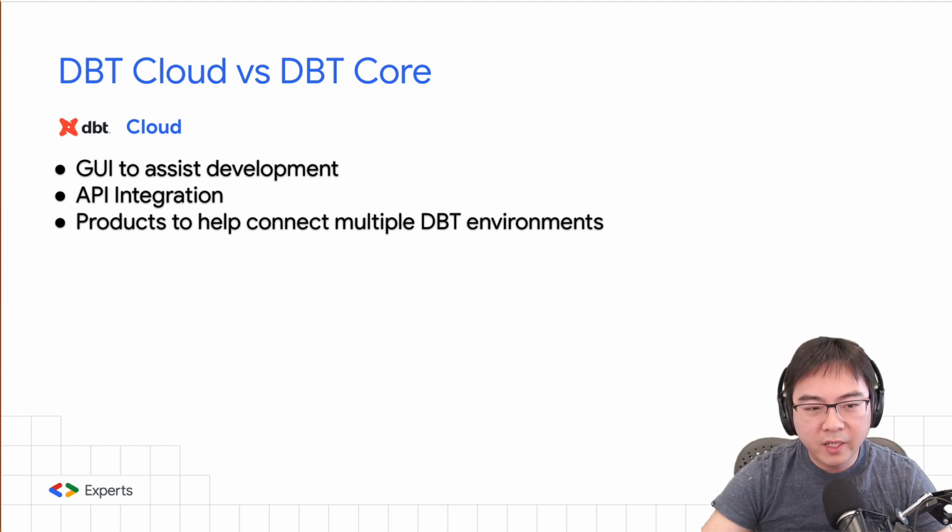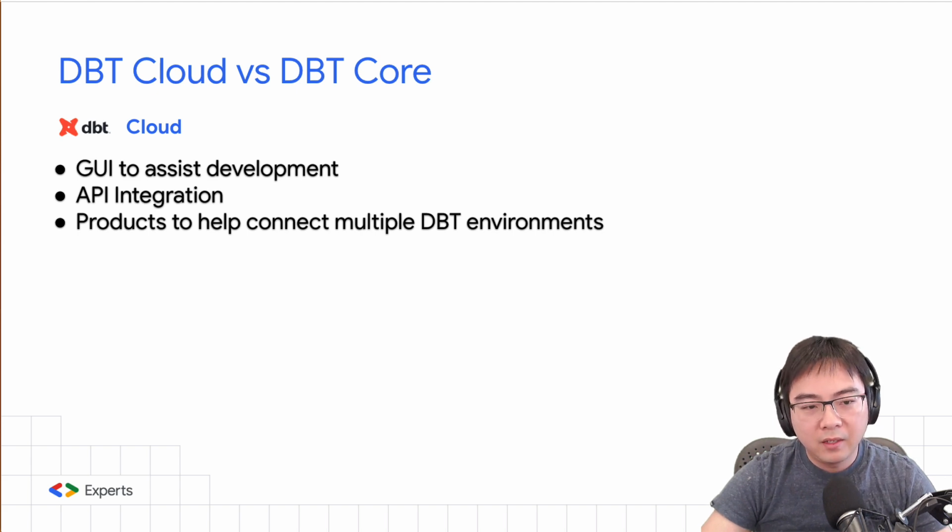The second point is API integration, right? So it's not a closed ecosystem. It does have APIs, right? So if you want to trigger a job, you don't have to run it all based on schedule. I do know many of you do, but you can trigger the DBT runs via an API as well.